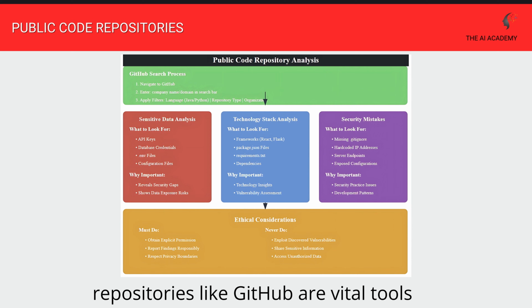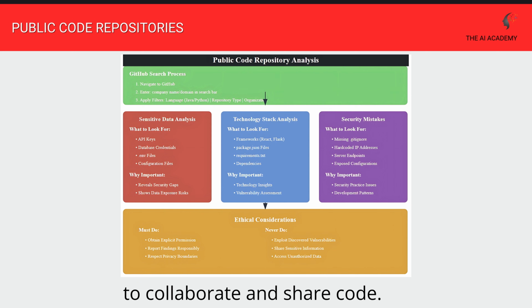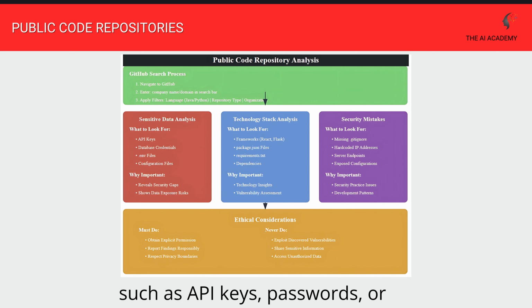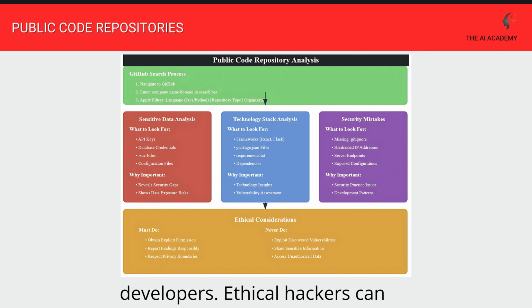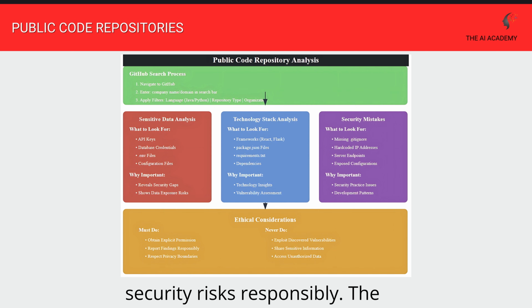Code repositories like GitHub are vital tools for software development, enabling teams to collaborate and share code. However, they can also become a significant source of unintended exposure. Public repositories sometimes contain sensitive information, such as API keys, passwords, or configuration files, due to oversight by developers. Ethical hackers can use this to identify and demonstrate security risks responsibly.